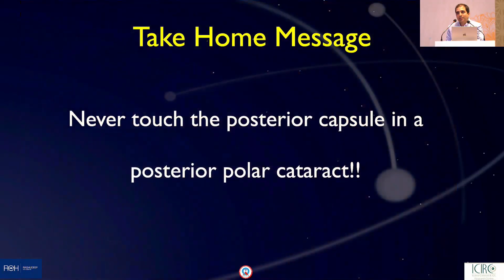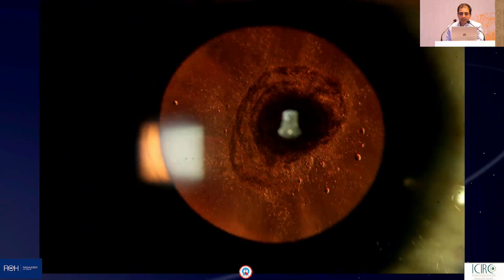So the most important lesson that I learned was that never touch the capsule of a posterior polar, however many lakhs of surgeries that you may have done. When there's a small PCR, you still have a chance of converting into a PCCC before it enlarges further.